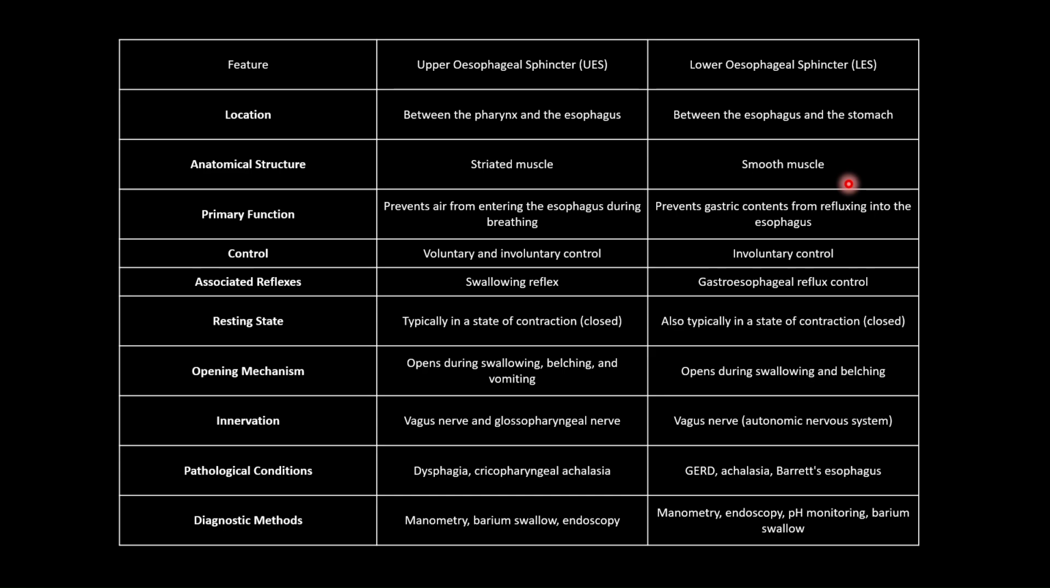This is the table demonstrating the differences between the upper esophageal sphincter and lower esophageal sphincter. The upper esophageal sphincter is mainly innervated by the vagus nerve and glossopharyngeal nerve, whereas the lower esophageal sphincter is innervated by the vagus nerve under the autonomic nervous system.